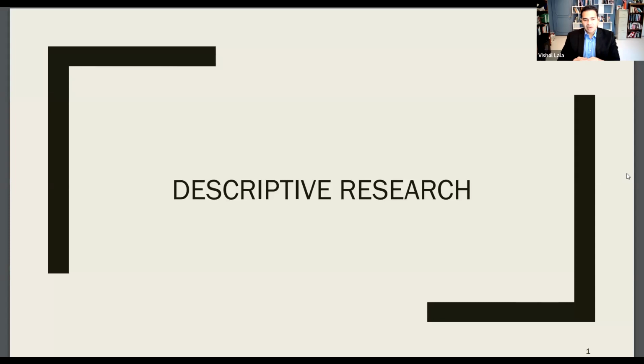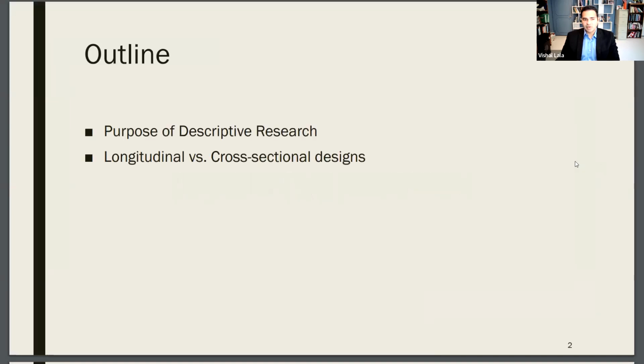The reason being, at this point, the problem is fairly well defined and hypotheses are clearly laid out, as opposed to in the case of exploratory research. Descriptive research is by far the most widely used form of the three ways of gathering primary data. In this session, we'll look at the purpose of descriptive research, and then look at the two kinds of designs for descriptive research: longitudinal and cross-sectional.